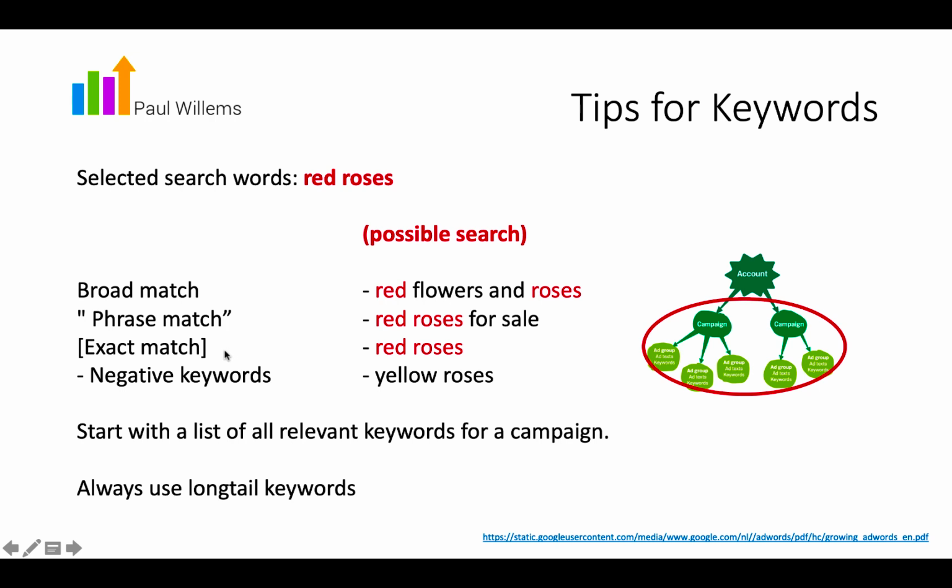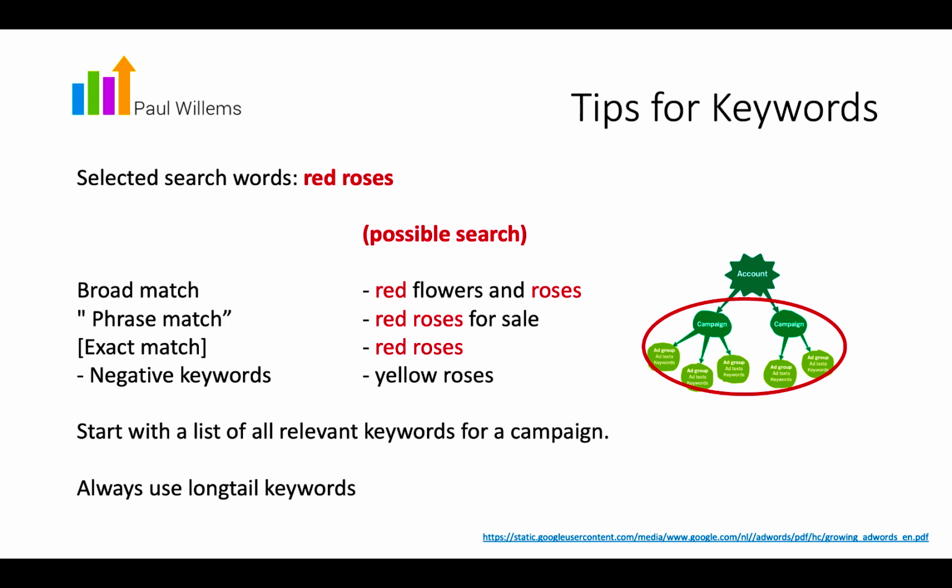The most expensive keywords are the exact match. So if you connect keywords to your ad group and you connect them for an exact match, it means that your ad will only be shown if the visitor has typed in red roses. Nothing more, nothing less. And that's nice, because if somebody is looking for red roses, then your ad will pop up. So you can be very precise, and the chance of having a conversion or a good click-through rate is very high with an exact match. And that's why the exact match keywords are the most expensive within Google Ads.